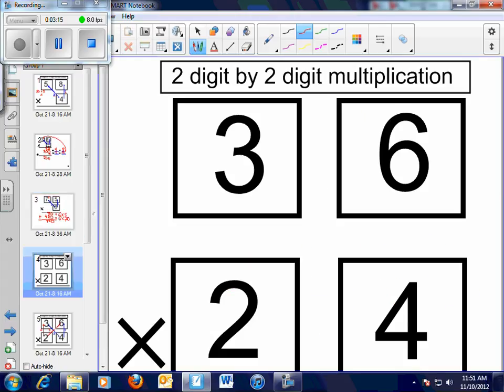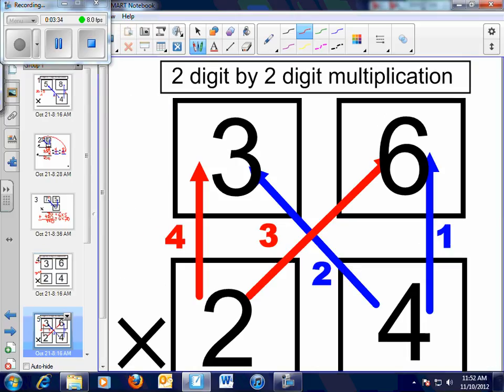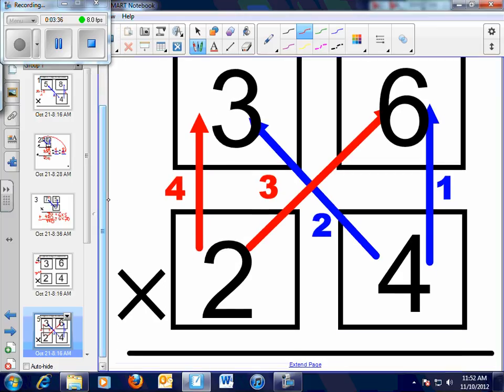Now, two-digit by two-digit multiplication is just an extension of that. Again, the 36 times 24, what we're really looking at is 30 plus 6 and 20 plus 4. Those are our two factors, just breaking it up in expanded notation. So now it's 4 steps. I know it's a lot of lines, a lot of color, but it's just what we were doing before.